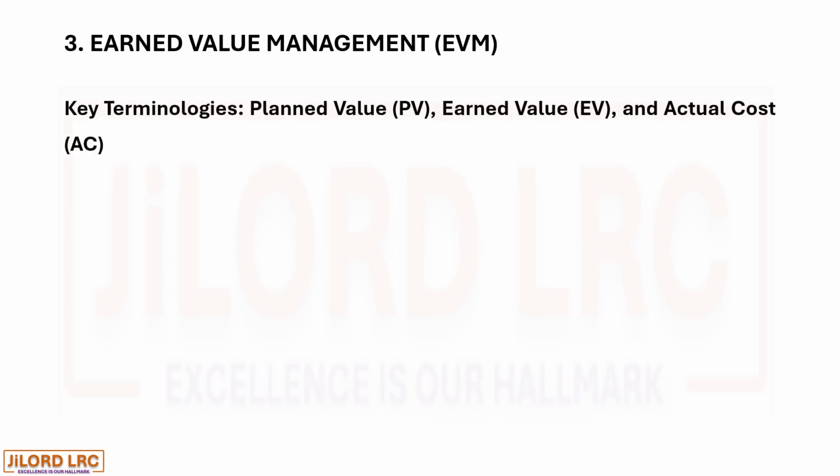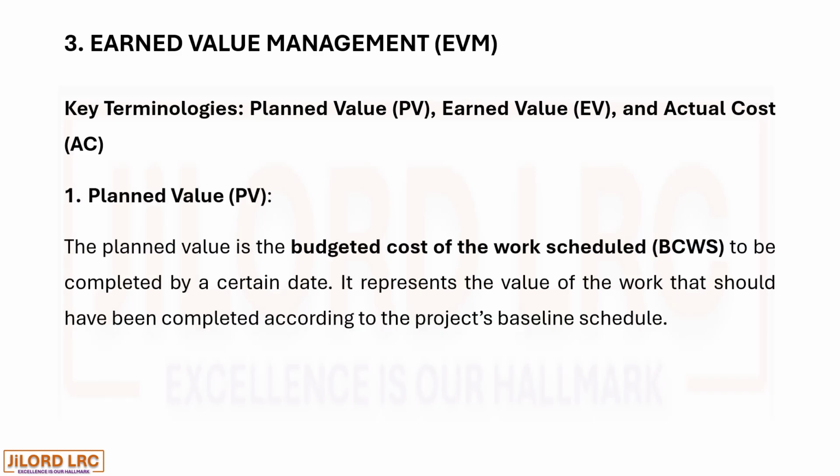Key terminologies: planned value, PV, earned value, EV, and actual cost, AC. 1. Let's look at planned value. The planned value is the budgeted cost of the work scheduled, BCWS, to be completed by a certain date. It represents the value of the work that should have been completed according to the project's baseline schedule.